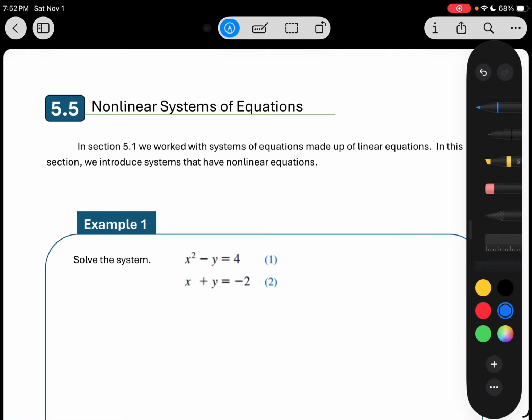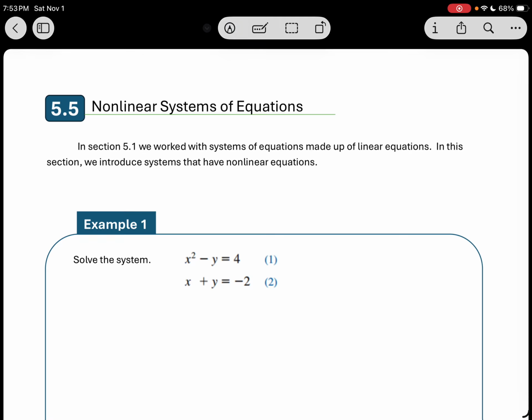Hello, Math 1050. This is a video for section 5.5, Nonlinear Systems of Equations. So if you recall back to the beginning of this chapter in section 5.1, we were solving systems of equations, and they were all made up of linear equations. In this section, we're going to be doing some linear equations along with some other types of equations.